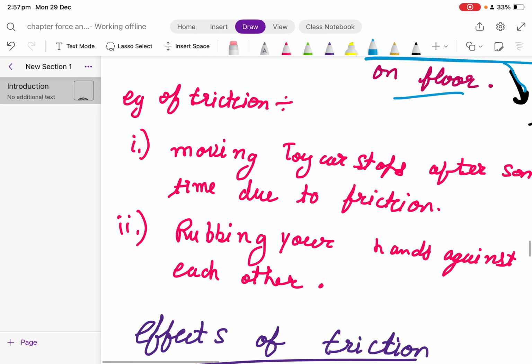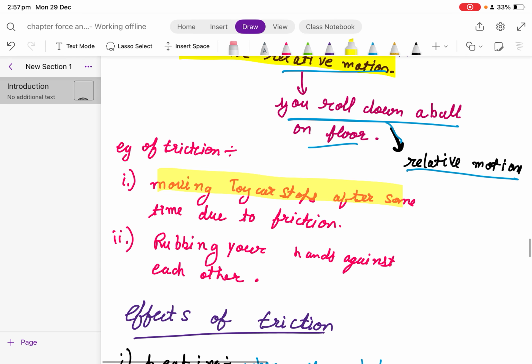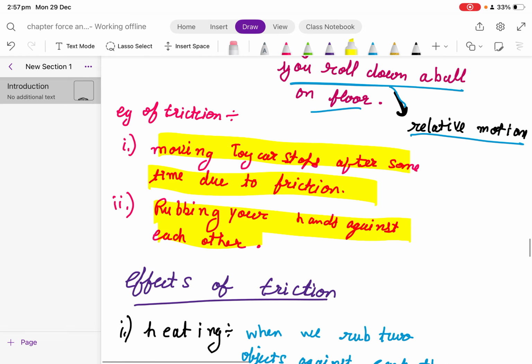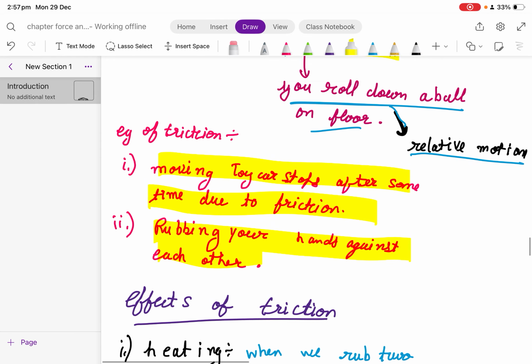Okay. Now let me give you an example of friction. A moving toy car stops after some time due to friction. Rubbing your hands against each other: when you rub your hands to generate heat, like this, to get warm in winters, there is heat generated, which we'll discuss in the effects of force.